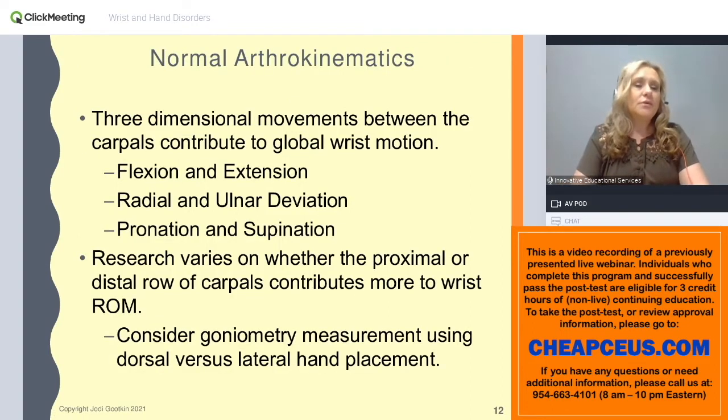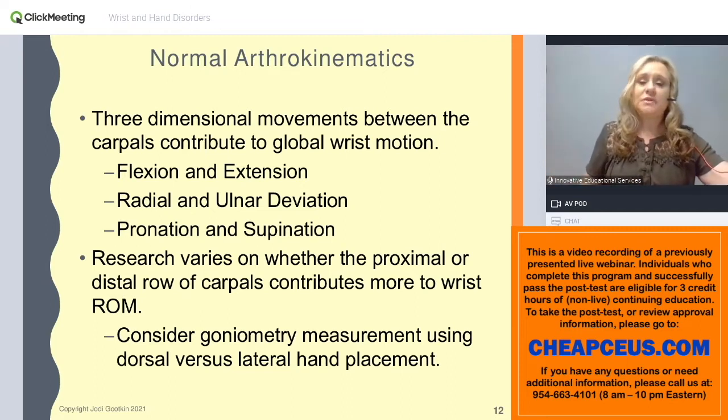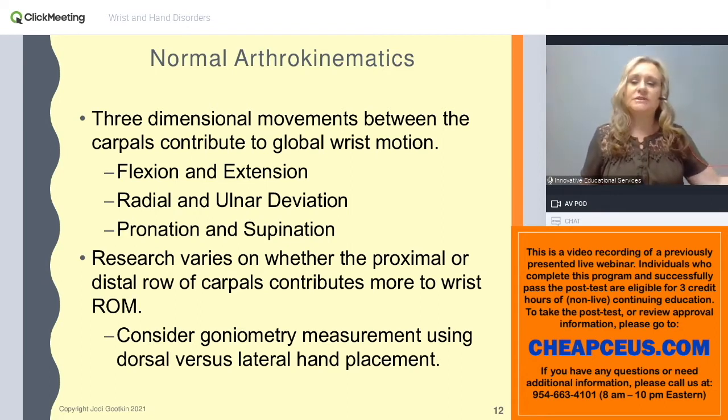As we look at the arthrokinematics, normally we have our flexion extension, radial ulnar deviation, and pronation supination of the wrist and hand. This was identified a long time ago, and we frequently are measuring our goniometry of the wrist and hand to have those objective measurements to see the patient's current status as well as progression.